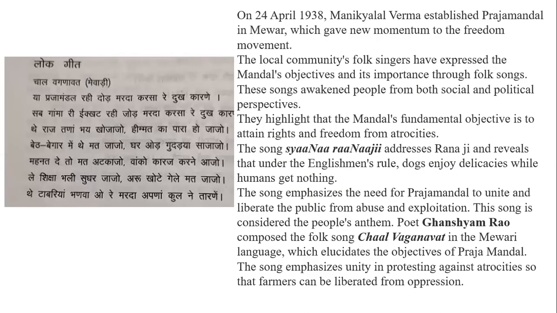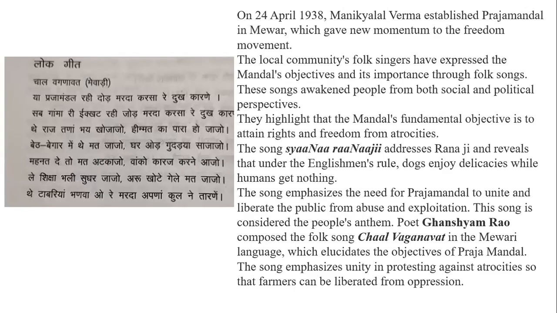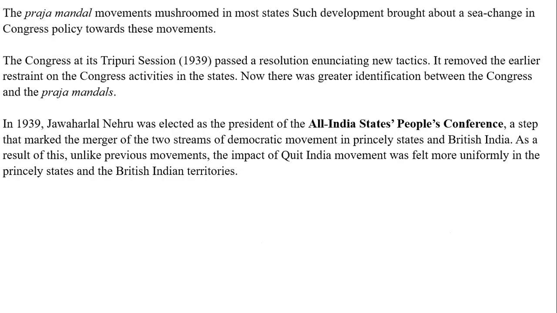Also, just for the fact, on 24th April 1938, the Mewar Rajya Prajamandal was formed by Manikya Lal Verma. And one of the very important songs was written by Ghanshyam Rao. The song was called Chal Vaganavat. Siana Ranaji was another song, which was actually to tell the Ranaji, that is the king, that under Englishman rule, even the dogs are enjoying delicacies while humans are getting nothing.